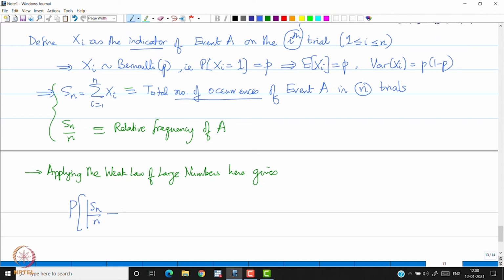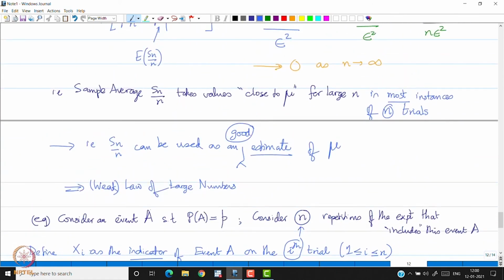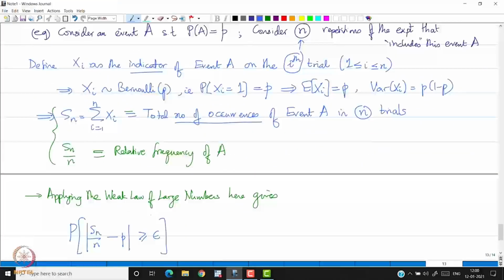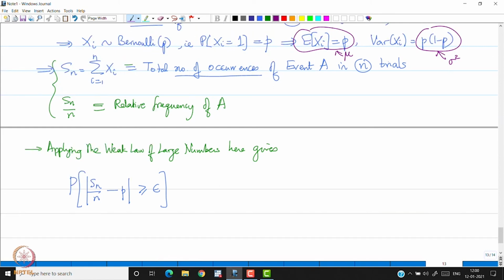So the probability that the absolute value of Sn by n minus small p is greater than or equal to epsilon, right, this event that the relative frequency is more than epsilon away from the mean, in this case p. So this is the mu, and this is the sigma squared. So this whole thing is going to be upper bounded by p times 1 minus p divided by n epsilon squared, by the weak law of large numbers.